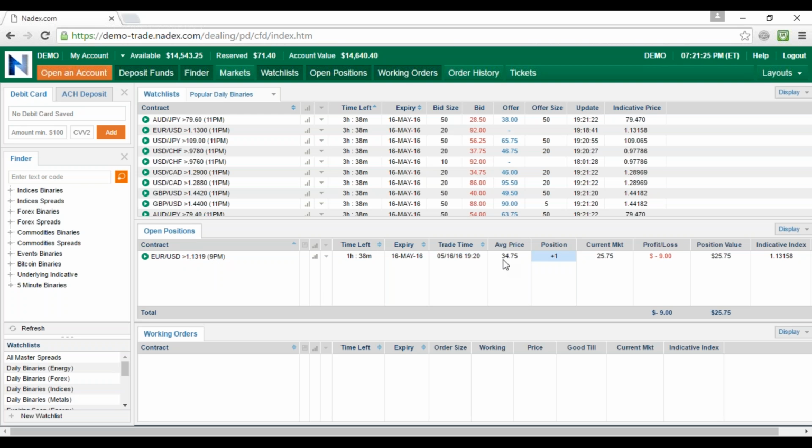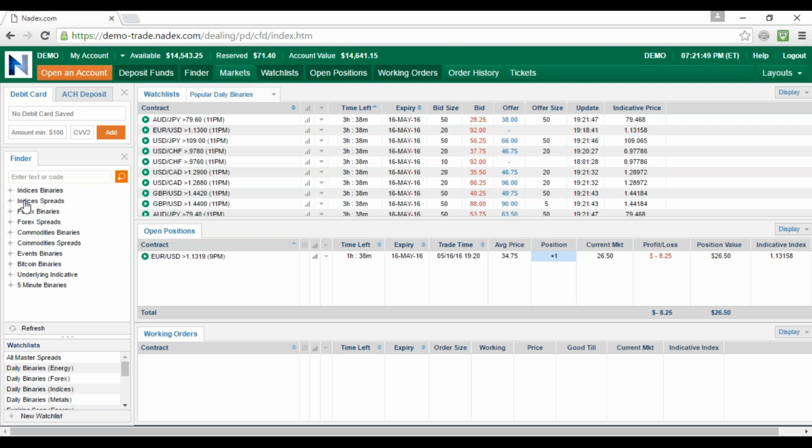So I bought it for $34.75. If it expires in the money, it'd be worth $100. If it expires less than 1319, then the statement is false. It did not happen. The event did not happen. The binary will expire at being worth 0. But between now and then, I can exit early.